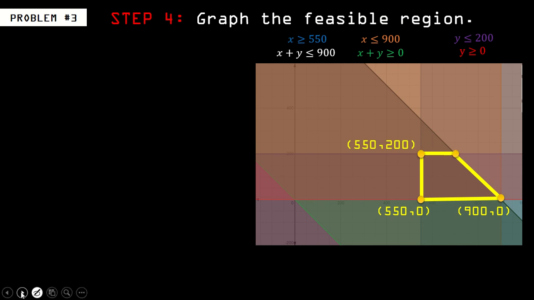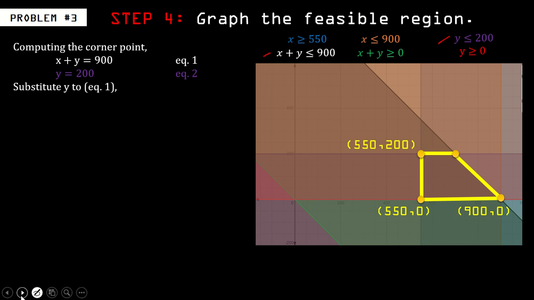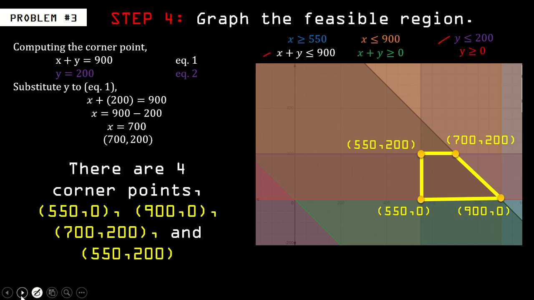And then this last one, we don't know its x value, but we know the y value, which is 200. So we can use the intersection of y less than or equal to 200 and x plus y less than or equal to 900, the black portion. Let's say equation 1 is x plus y equals 900, and y is equal to 200. Let's substitute that y into equation 1. So we'll have x plus 200 is equal to 900. By the addition property of equality, add negative 200 to both sides, or just simply transpose, we obtain x is equal to 900 minus 200, which is 700. Therefore, the corner point is 700 comma 200. So we now have the corner points 550 comma 0, 900 comma 0, 700 comma 200, and lastly 550 comma 200.